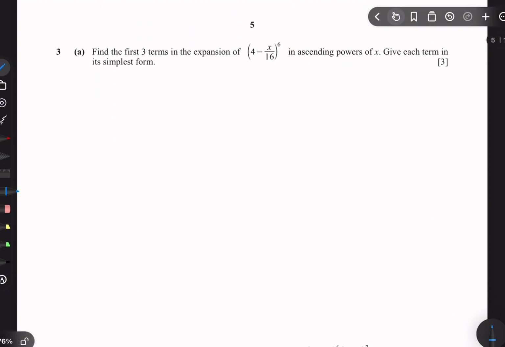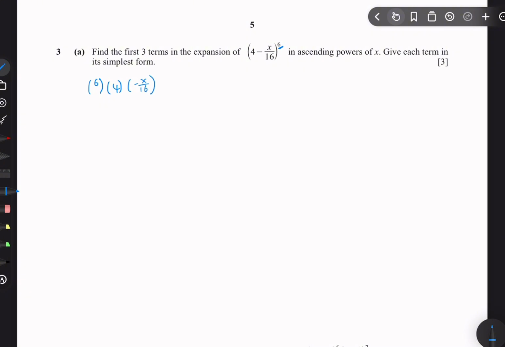Question 3. Find the first 3 terms in this expansion in ascending powers of x. Give each term in its simplest form. Okay, so to start with, we can write the expansion by taking the power on top, which is 6. Okay, so the second value will be 4. And then the third value would be minus x over 16.